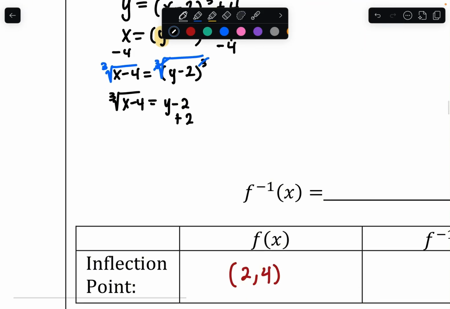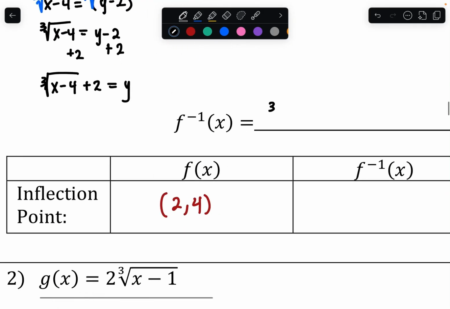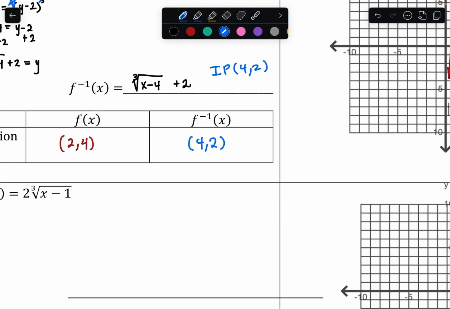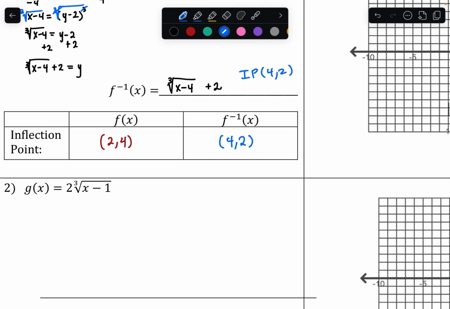Last step, we just add 2 to both sides, and make sure you don't add this 2 under the radical. You don't get to join the radical late, so it stays outside the radical. Okay, and so for our final answer for the inverse, we have a cube root. Make sure that 3 is small, x minus 4, and then outside the radical, a plus 2. For the inflection point, this is right 4, up 2, so 4, 2. Notice this is the reverse of our original function. It should always be that way. All your x's and y's are switched for inverse functions.